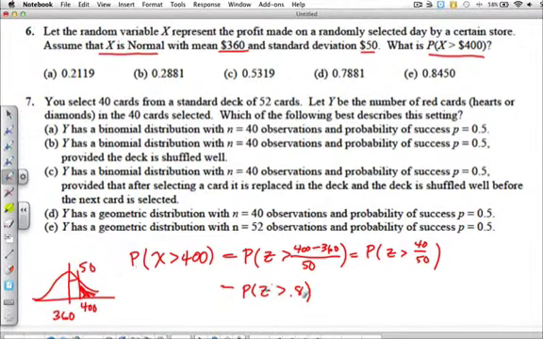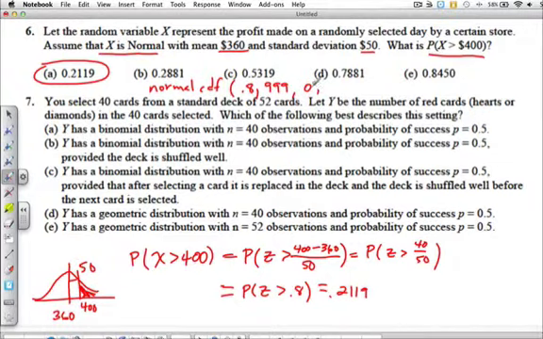So that's 0.8 standard deviations above the mean, and that probability is equal to about 0.2119 for part A. That's your normal CDF. Your low value is going to be 0.8. Your high value, 999. Your mean is 0. Your standard deviation is 1. All right, so that's number 6. I'm going to erase this for number 7.